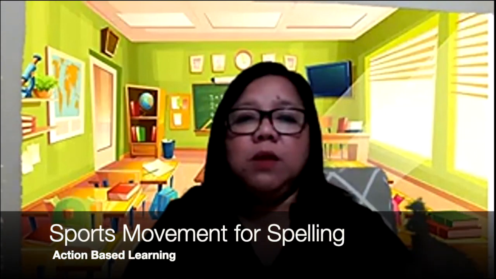And then for reading, when we do our spelling words, the ABL I use for that is when we spell our words, we use some movements with the letters. My students love using sports movement when they spell the words. For example, there's one that we use, the basketball movement. So what we do is we dribble each letter, and when we say the word, we shoot it.